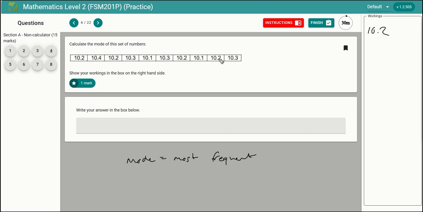So 10.2, we've got 1, 2, 3, 4. How many 10.4s? We only have 1, so 10.4 is not the mode. How many 10.3s do we have? 1, 2, 3, so not the mode because there are fewer 10.3s than there are 10.2s. And we've only got 2 10.1s, so the mode is 10.2 because there are more 10.2s than any other number.